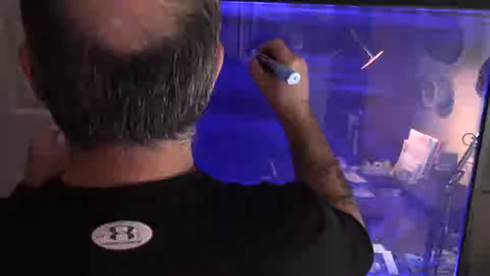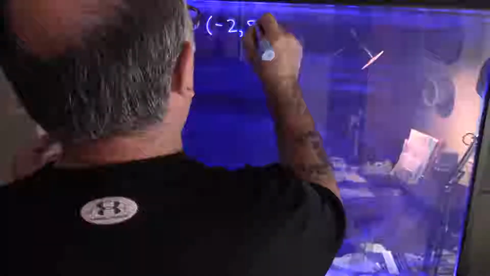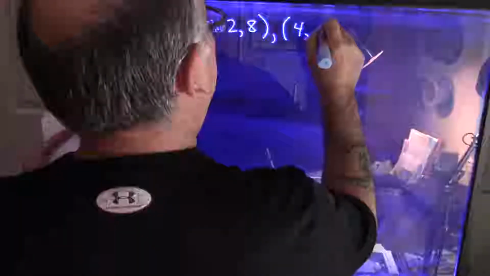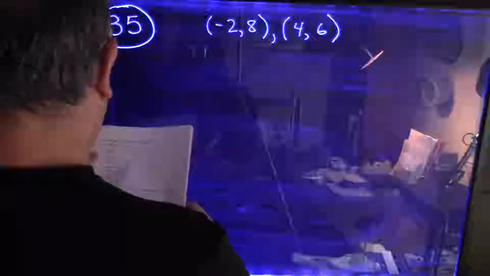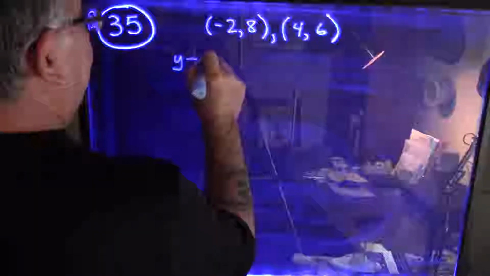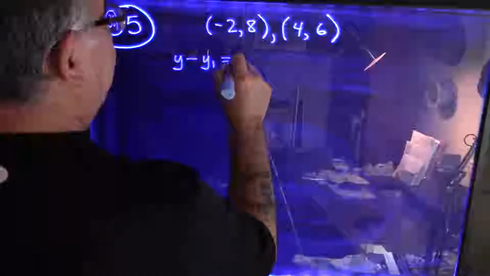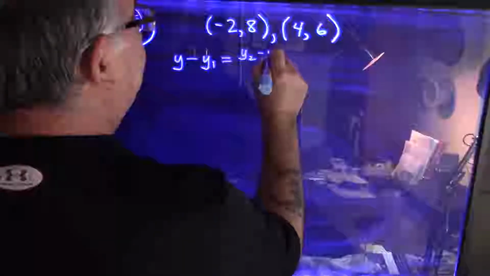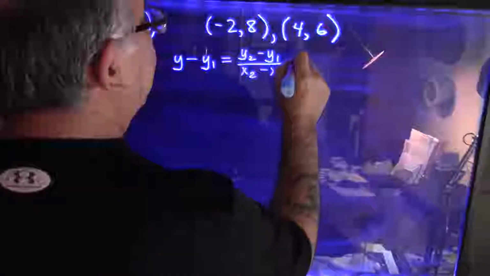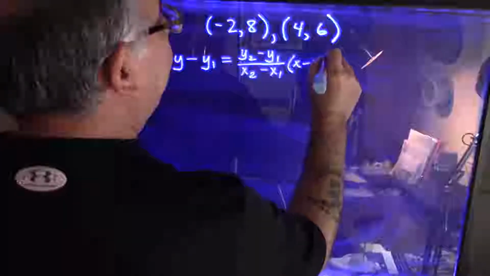Okay, number 35. So it's passing through 2 points here. A line is passing through negative 2, 8 and 4, 6. Okay, so once again we can use a 2-point equation for a line. Y minus y1 equals y2 minus y1 over x2 minus x1 times the quantity x minus x1.